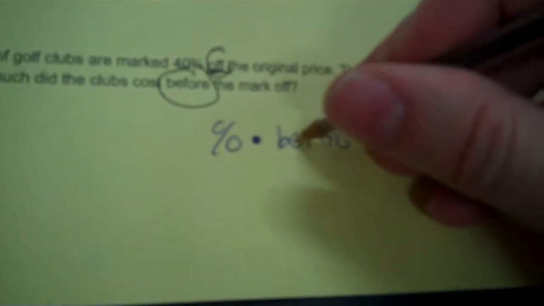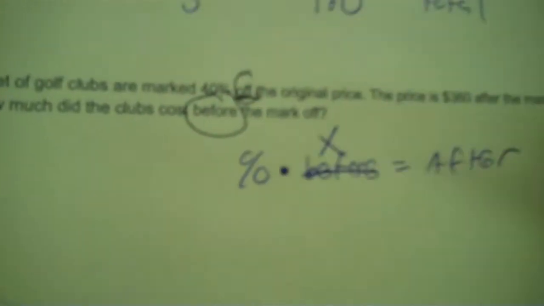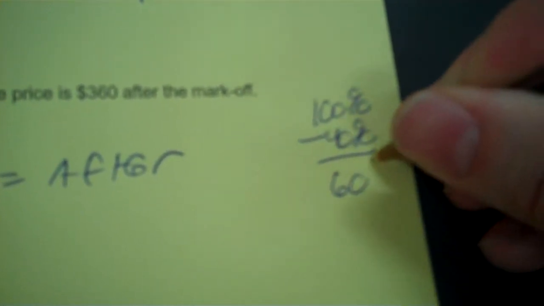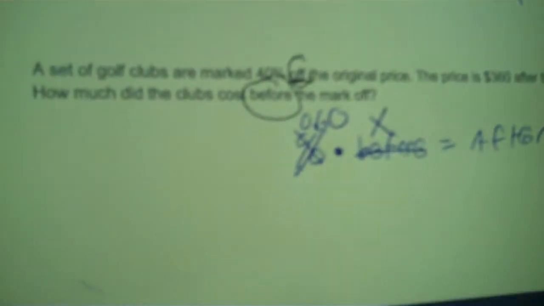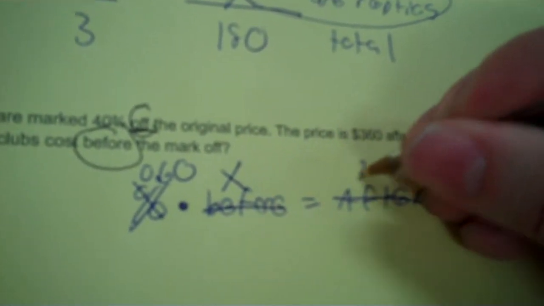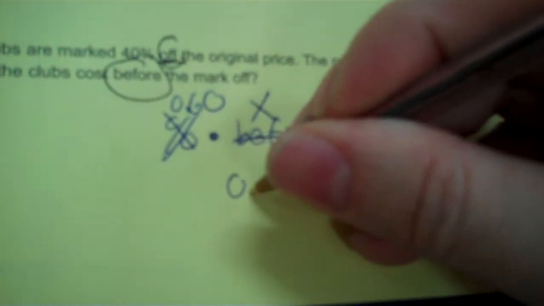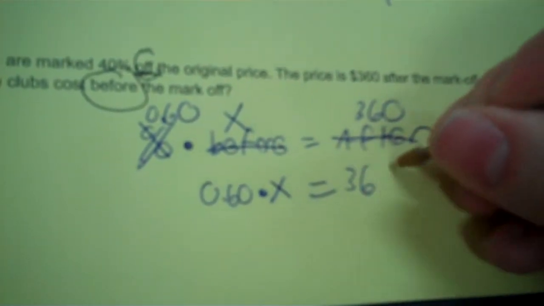We're finding the before, so X goes here. 40% off, so I take 100% minus 40%, that's 60%. Move the decimal twice to the left, 0.60. And then 360 is the after.